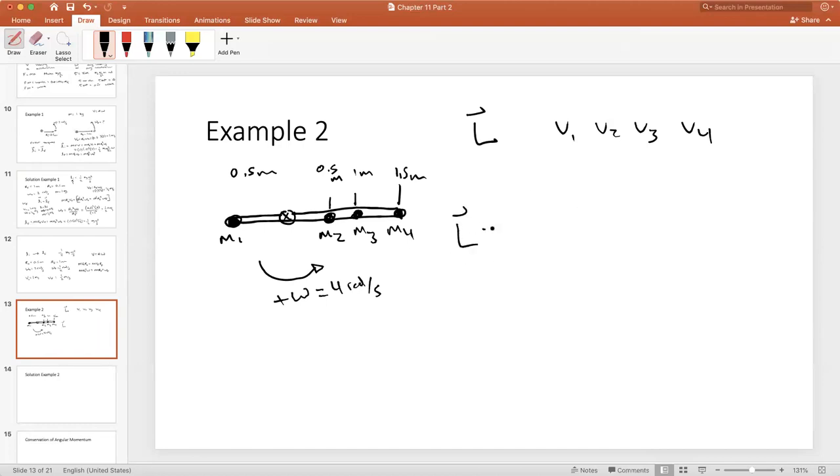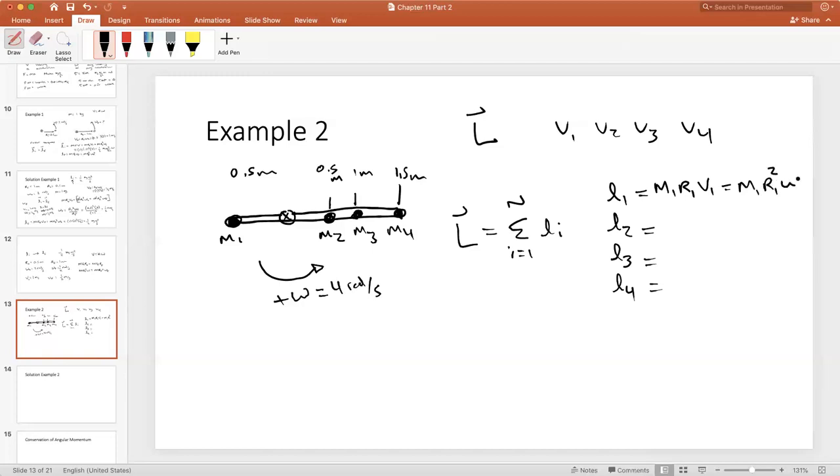So remember that L is simply the sum of each of the particles from 1 to n. So let's find L1, L2, L3, L4. Okay, so for mass number 1, L is M1 R1 V1, which is M1 R1 squared omega. L2 is M2 R2 squared omega.